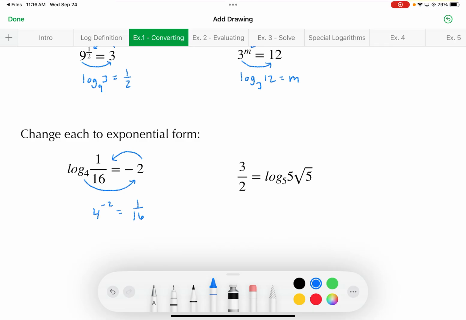Okay, 3/2 equals log base 5 of 5 radical 5. So here the base is 5. Now we would rotate in the clockwise direction, raise it to the 3/2 power, and that would equal 5 radical 5. Is that a true statement?